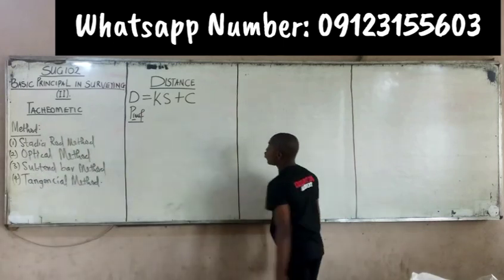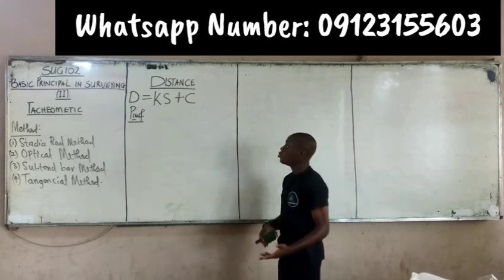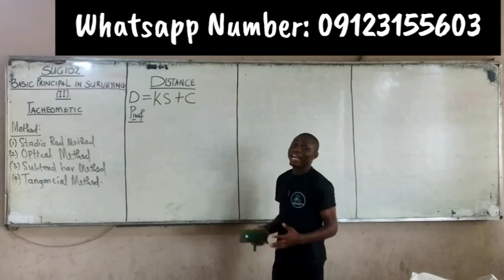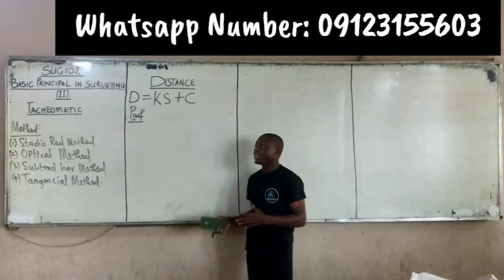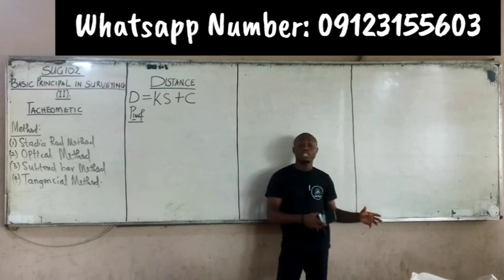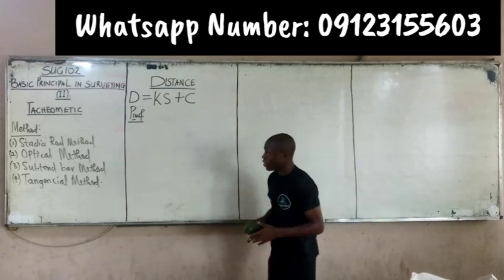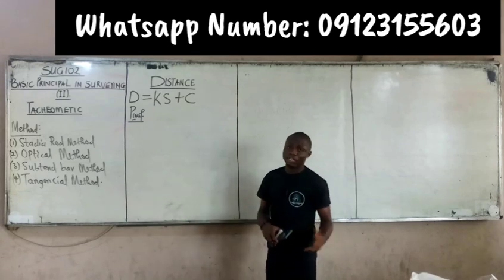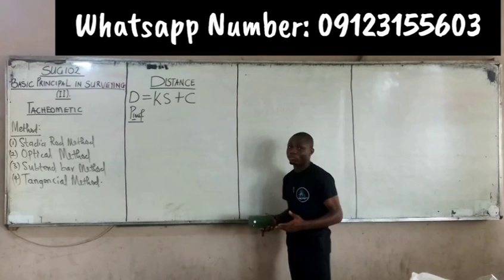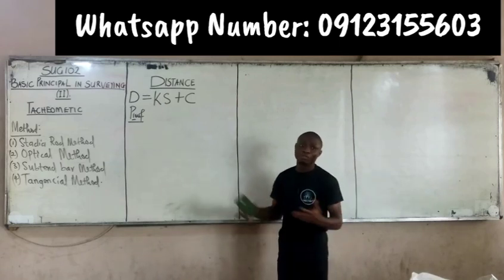For most exam cases, when it comes to tacheometry, you will be asked this, because during my set in 2023, we actually proved this concept. So you have to prove why D is equal to Ks plus C. Now to prove this concept is quite simple. The first step is to memorize the diagram, which I'll be drawing out for you now.